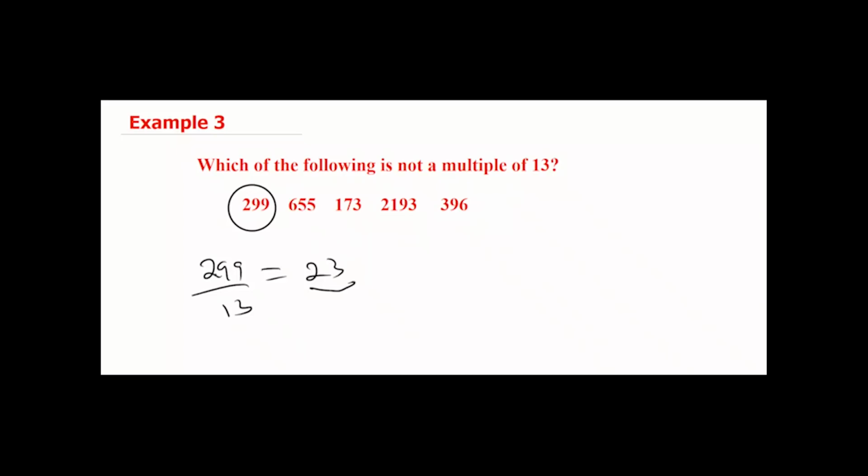Then the next one is 655. If you divide 655 by 13, it gives 50.3. As this is not a whole number, that means 655 is not a multiple of 13 because it has no position. Okay, so this one is not.